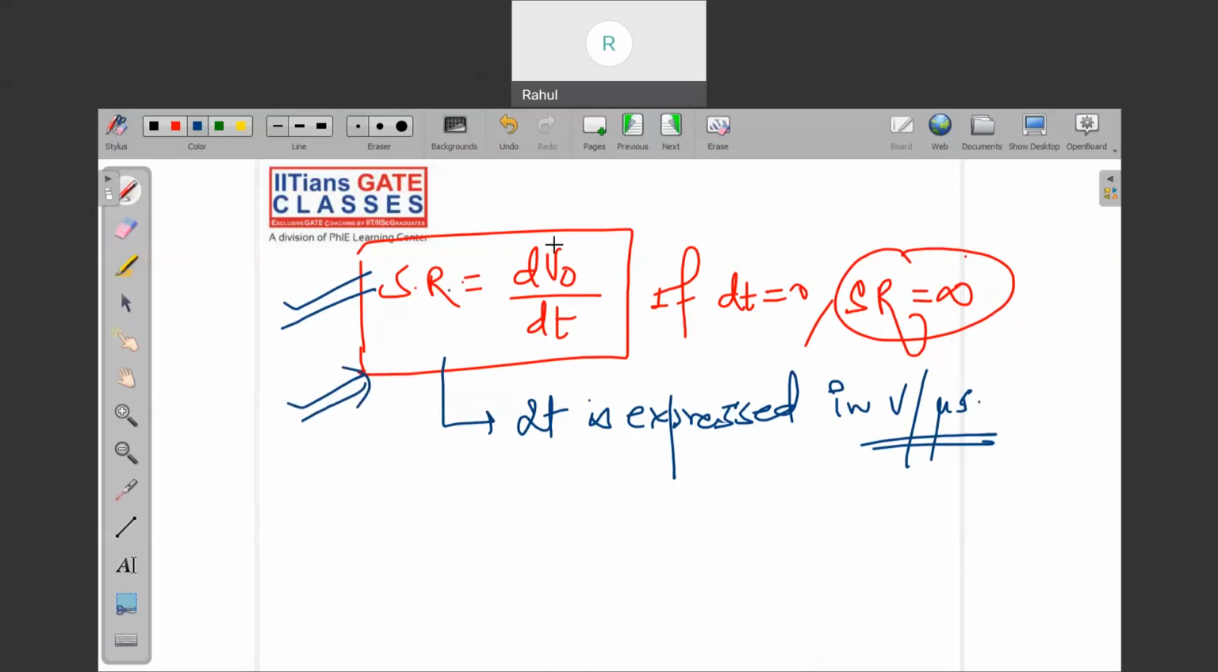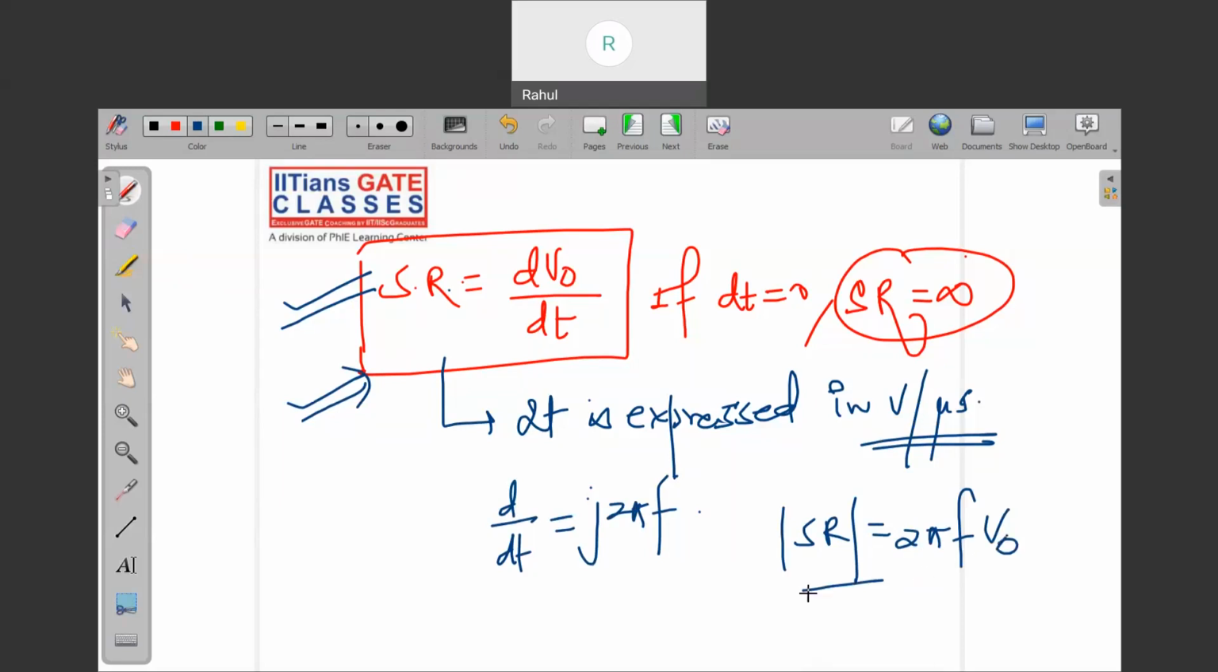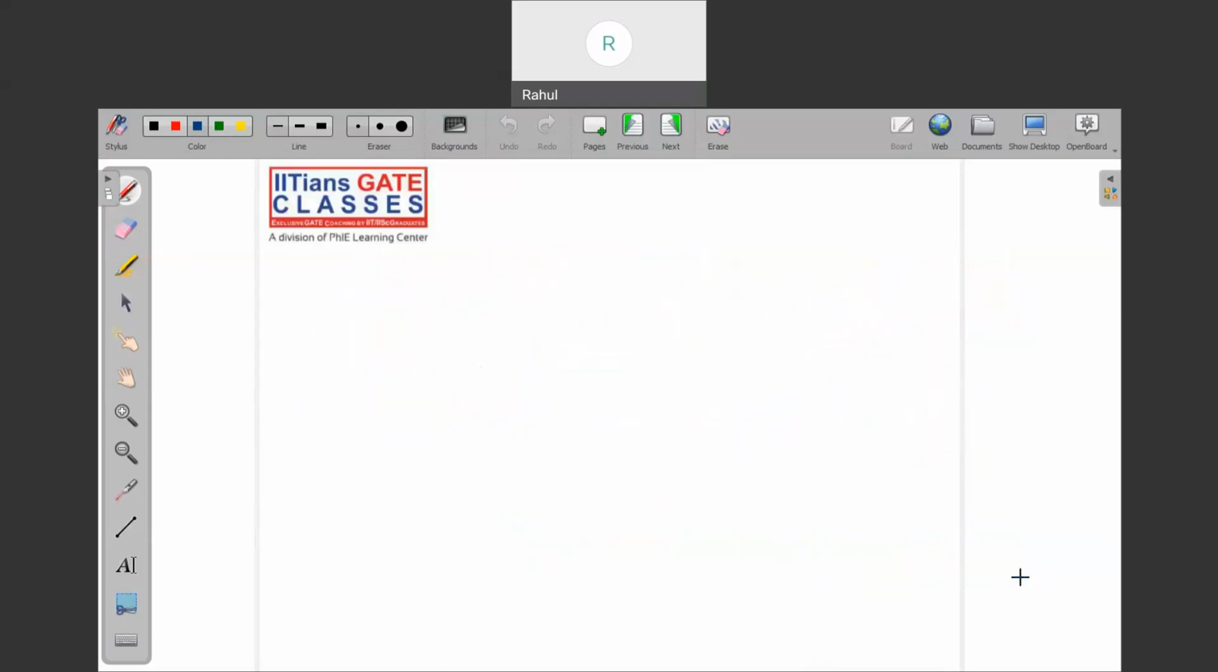You can also replace this dv by dt with j omega, j 2 pi f. From here, you can also find the frequency. So the magnitude of slew rate will be 2 pi f into V0. This is what you have to keep in mind.